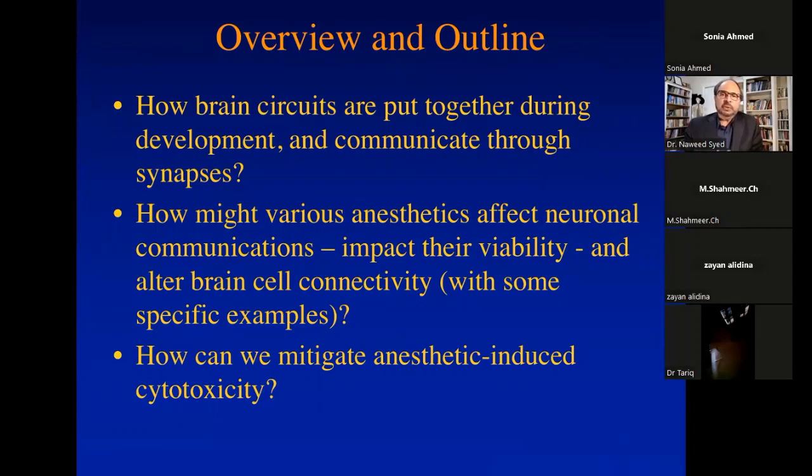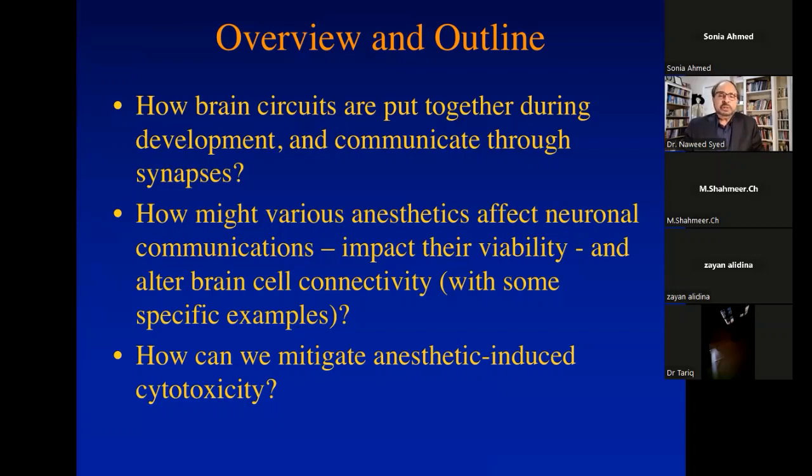So really the overview of today's talk is how brain circuits are put together during development, and then they communicate with each other through synapses, because all brain functions, from simple reflexes to complex motor patterns, learning and memory, are all controlled by networks of brain cells, and these brain cells communicate through specialized structures we call synapses. So the question we will explore today is how might various anesthetics affect neuronal communication, impact their viability, and alter their connectivity? And I will provide some very specific examples as well.